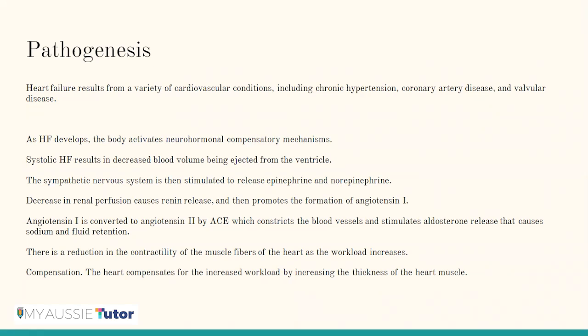The sympathetic nervous system is then stimulated to release epinephrine and norepinephrine. Decrease in the renal perfusion causes renin release and then promotes the formation of angiotensin 1. Angiotensin 1 is converted to angiotensin 2 by ACE, the angiotensin-converting enzyme, which constricts the blood vessels and stimulates aldosterone release that causes sodium and fluid retention in the body.